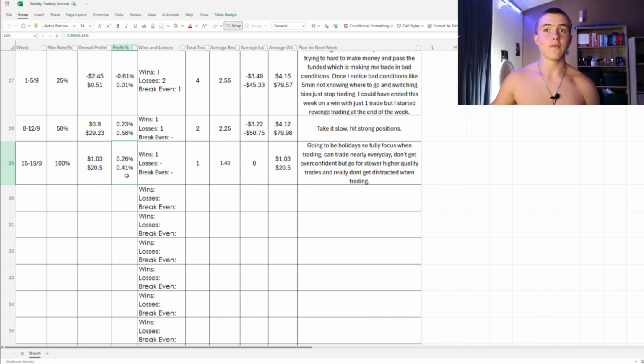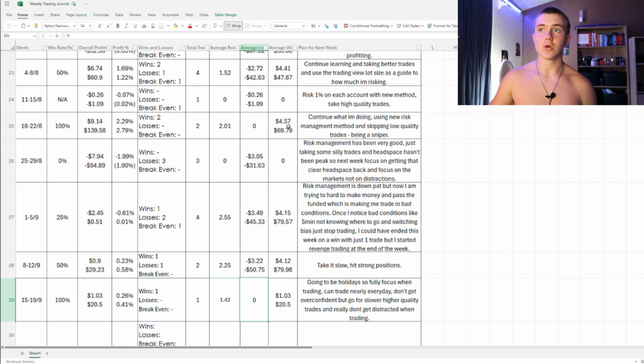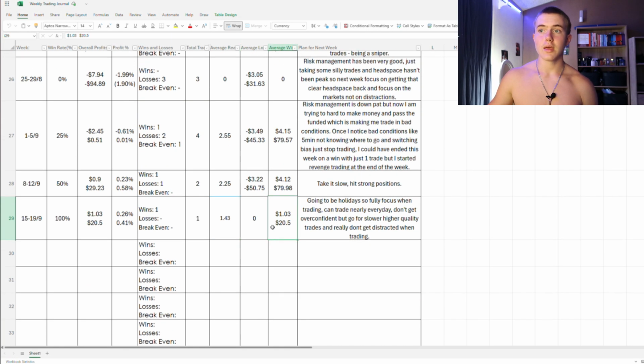And then profit percentage, now this is 0.41% of $5,000 and of my actual account there. The wins and losses or break evens, total trades, average realized risk reward. And I've been doing this recently, average loss, average win. And I only took one trade, it was a very small win here last week.